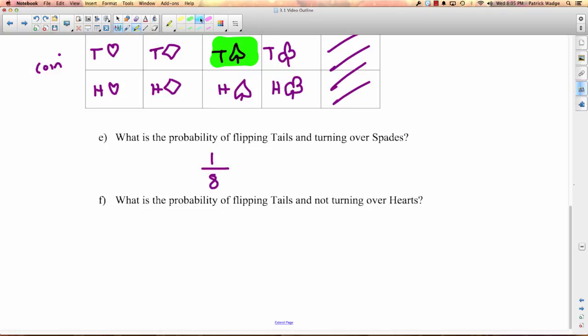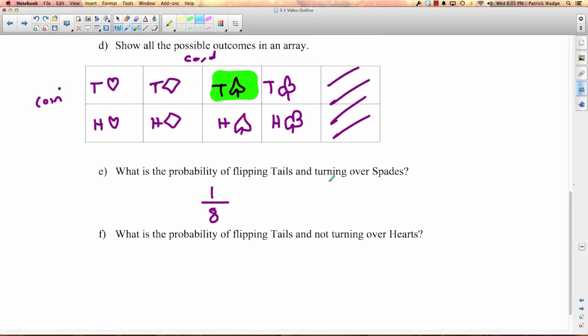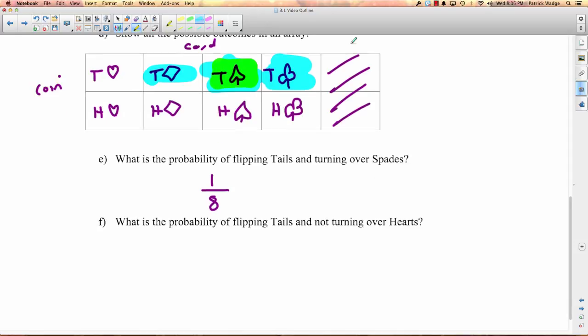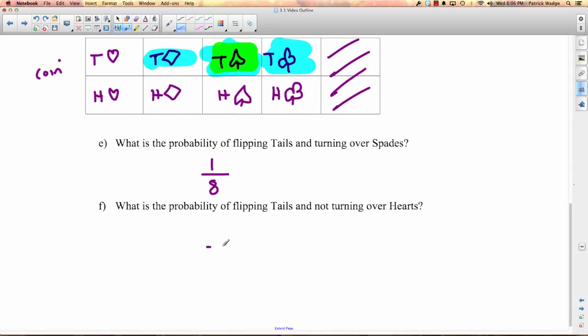What's the probability of flipping tails and not turning over hearts? So here's the hearts right here. If we want to get a tails, so the top row again, and not get hearts, we have this one, we have this one. I'm sorry, the green's still there, and we have that one. So again, there's 8 possible outcomes. The number of favorable ones are 1, 2, 3, so it's 3 out of 8 is the probability. If you want to write as a decimal, it's 0.375. If you want to write as a percentage, it's 37.5%. And we are done.